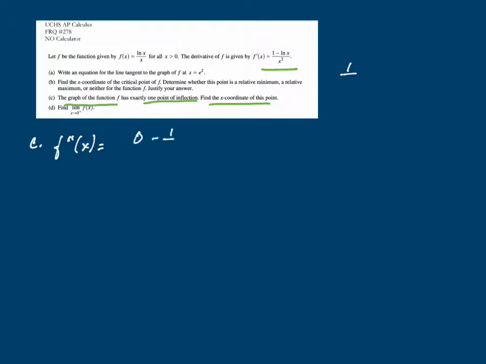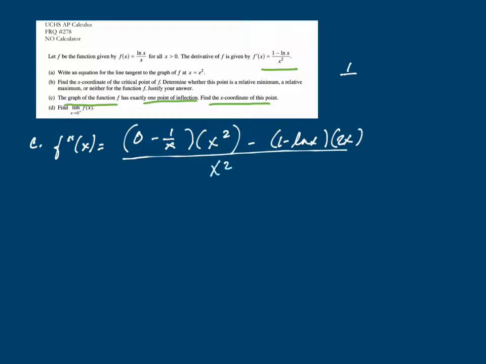So 0 minus 1 over x times x squared, minus 1 minus ln of x times 2x, all over x squared squared. Some of you have forgotten the quotient rule, so this is good practice. If we multiply negative 1 over x times x squared, I get a negative x, minus 2x plus 2x ln x, over x to the 4th.